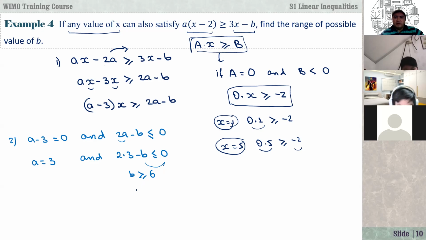Okay. So what is the question? Find the range of possible values of b. It's only asking about b. So the possible range of values of b is b must be greater than or equal to 6. When b is greater than or equal to 6, automatically a will be equal to 3. And whatever you substitute for x, actually the x will be the solution.